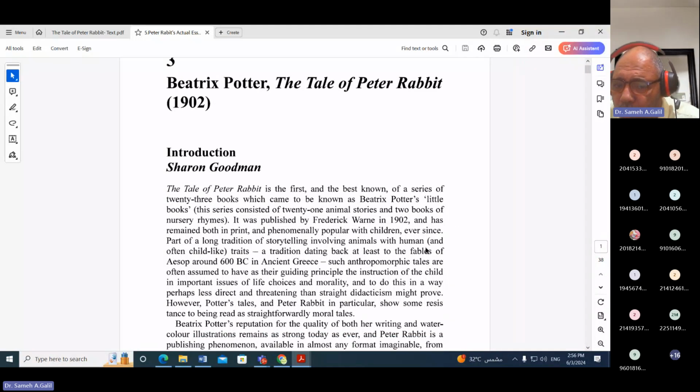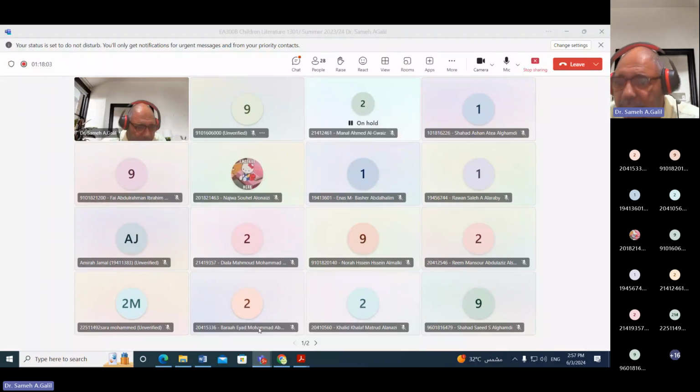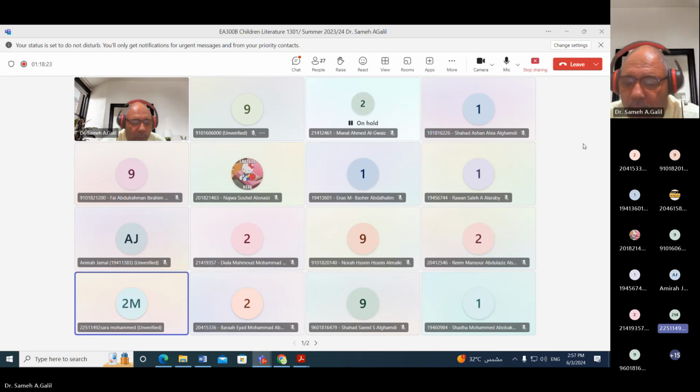So this is what we're going to do. We're going to read the different articles again because they are very important. So we'll take a 5-minute break, and when we come back, we will talk about some procedural issues, and we continue the talk about the tale of Peter Rabbit. So 5 minutes, everyone. Okay, doctor, thank you. You're welcome.